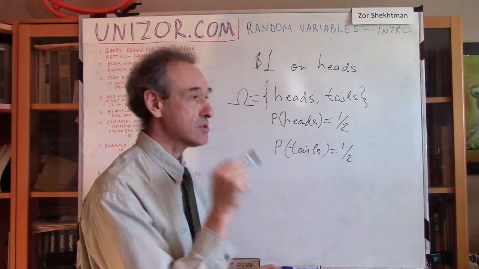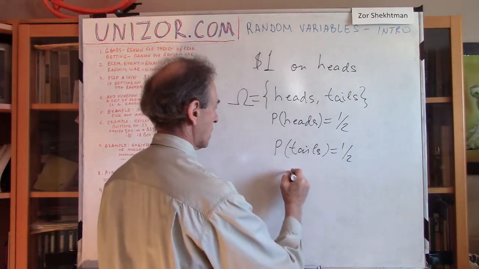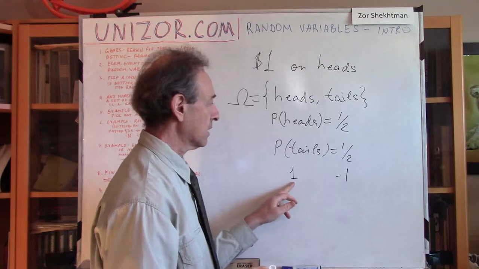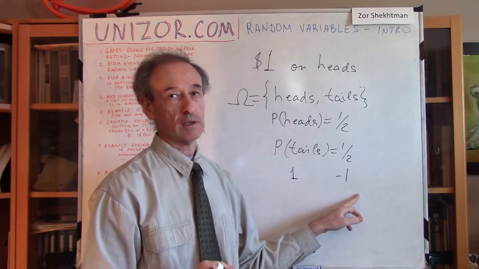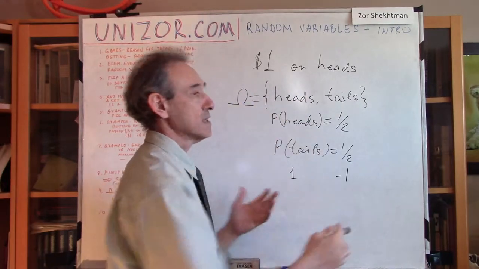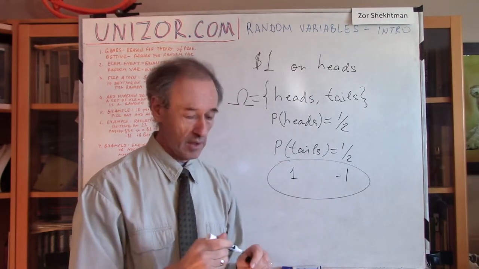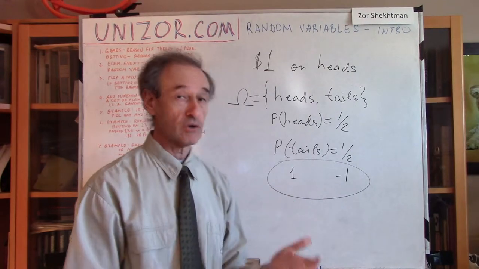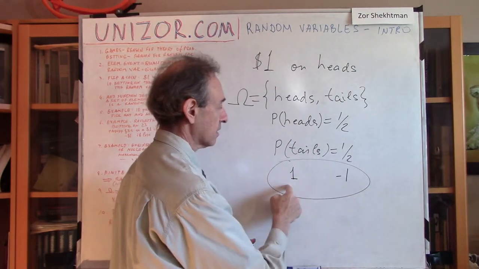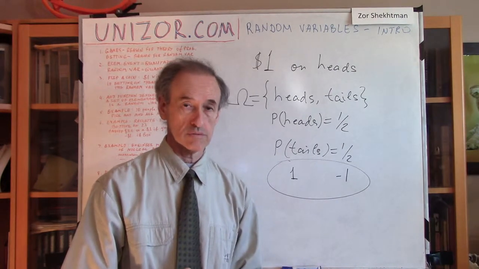Now, I associate with these two different elementary events two different numbers. One number is 1 with heads, and another number is -1 with tails. This is my winning $1. This is my losing $1. So basically, the game, when I am betting on the heads, can be described in these terms. Now, what are these? Well, this is actually an example of a random variable. Random variable is basically a function, if you wish, which is defined on these two elementary events and takes values in correspondingly two different numerical values, real values.